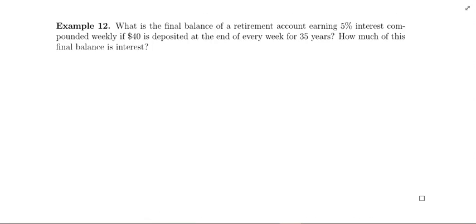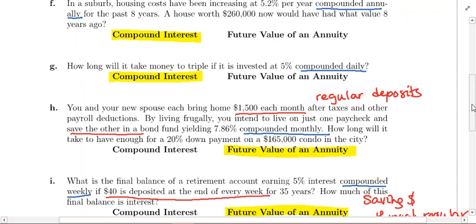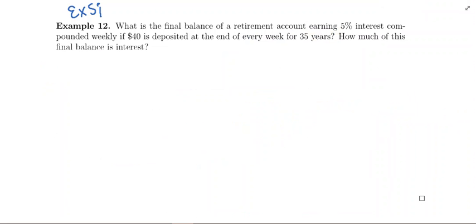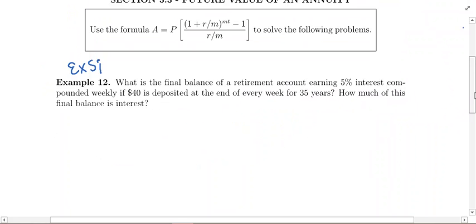We first saw this problem back in example 5. This is example 5I, so let's go back over there and look. Here it is, example 5I. You read through it, same problem. We labeled this as a future value of an annuity problem. So again, let's talk about why. Let's go back up here.